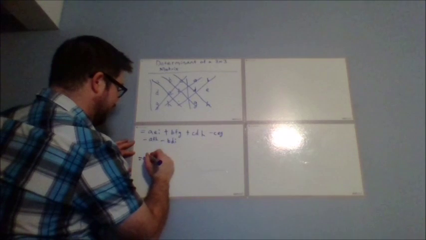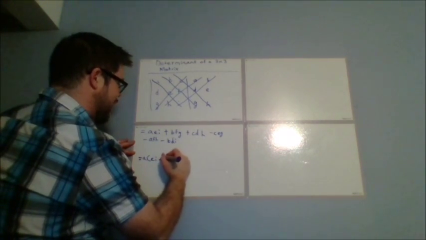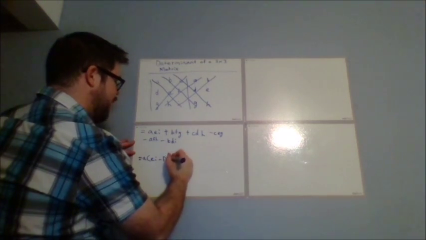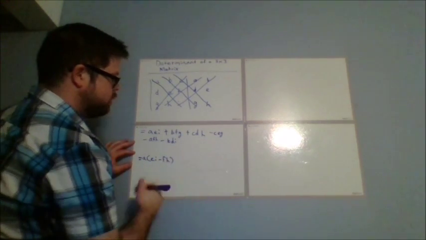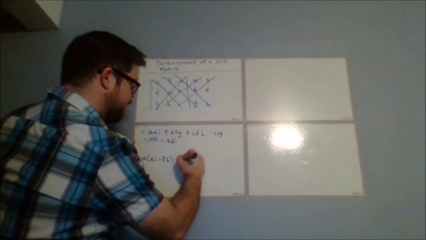So A is going to be EI subtract FH. And something useful to do when you do stuff like this too, cross off the terms from what you're coming from, if it helps you keep track.